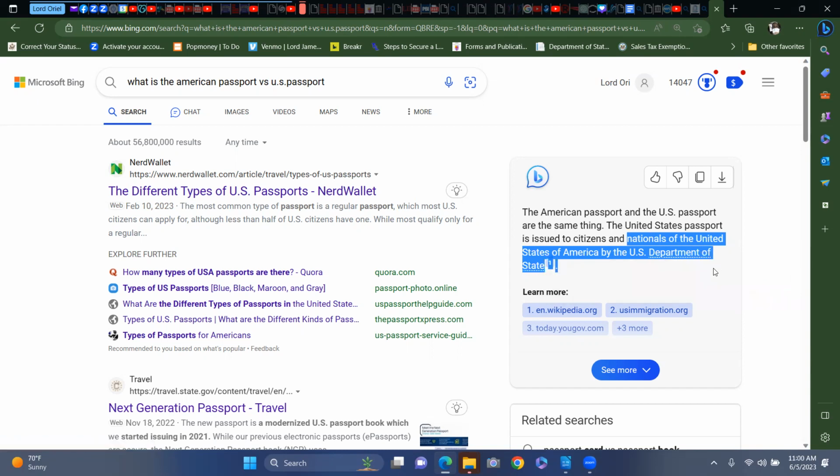So then what are we when we're born here in the private? Because when you're doing immigration FOIA requests, they tell you that you're not a citizen. You're not a 14th Amendment citizen. So then what can they make you if they can only issue passports to citizens and nationals? National means natives. Native to what? Native to the United States of America.